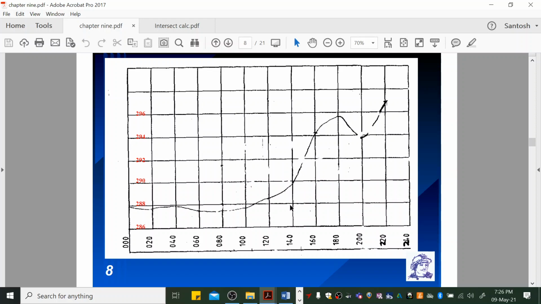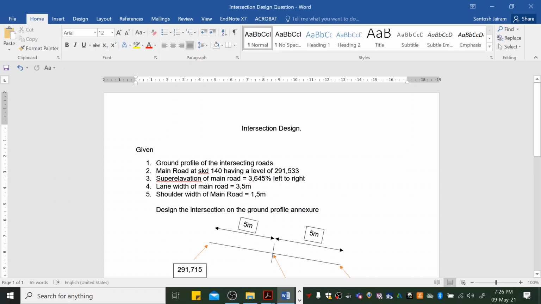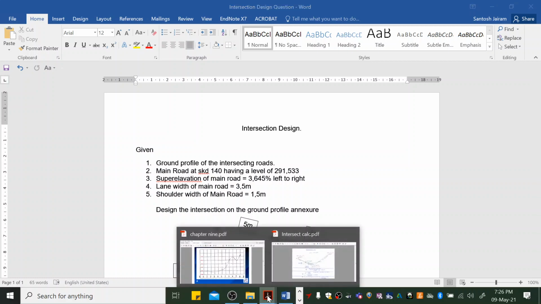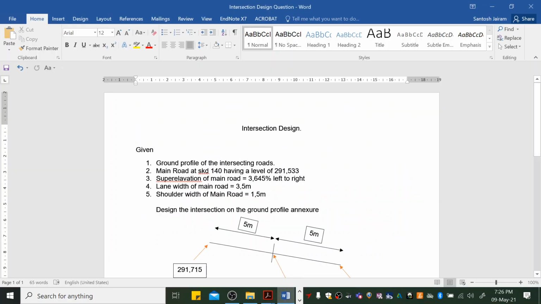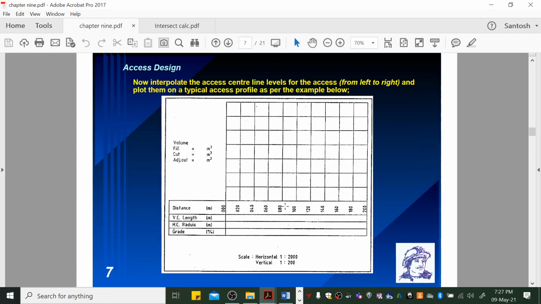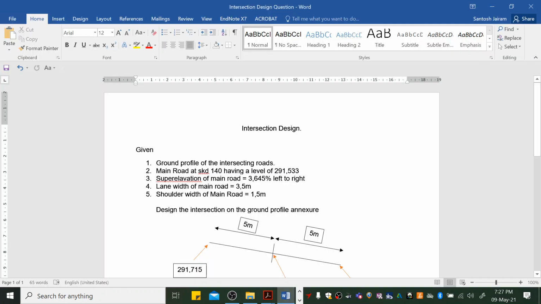So for Transport 2A, what will happen is that you'll have a question like this. Intersection design, you'll be given the ground profile of an intersecting roads. You don't have to draw it or calculate it. That will be given. Then the main road, which is this road here, the main road is sitting at SKD 140 on this ground profile here. Okay, so you won't be given this map as well. You'll just be given this question here.